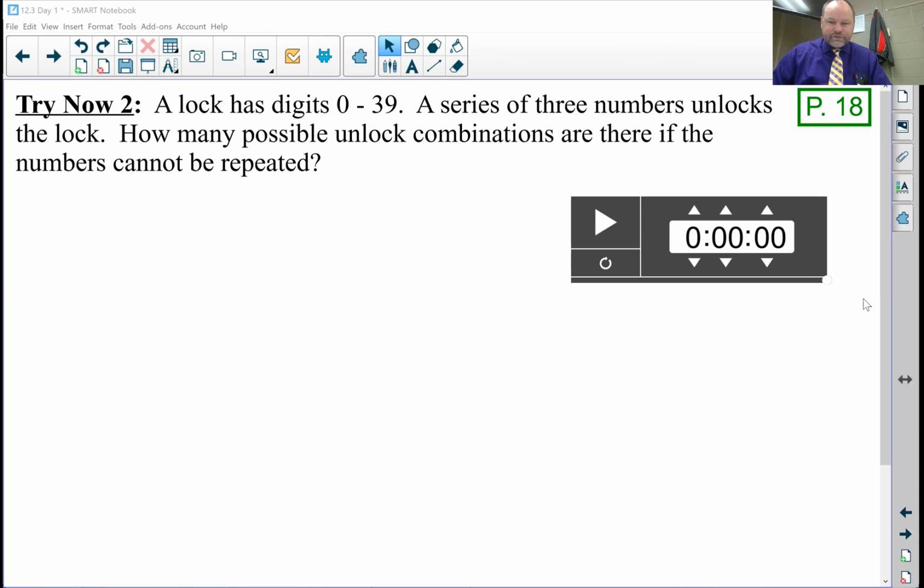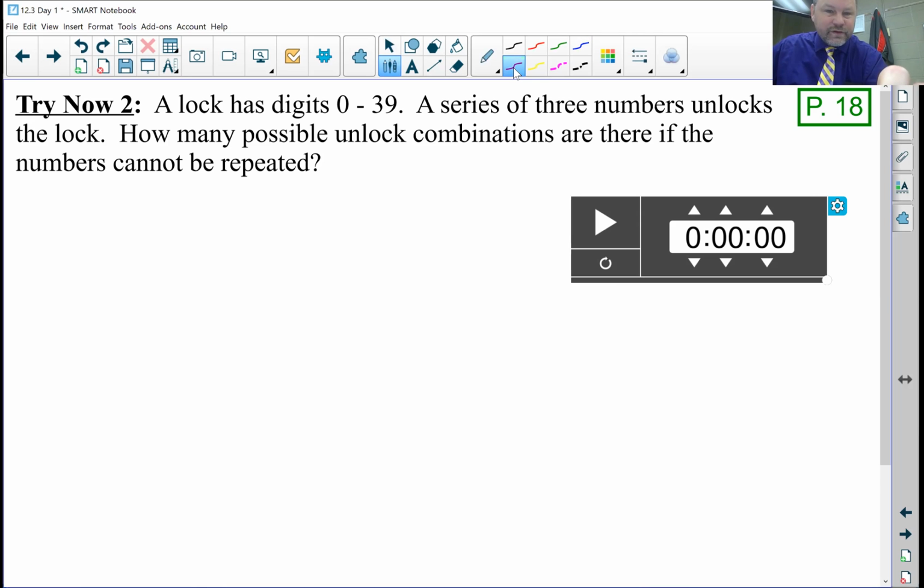All right. So I think the part of this problem that is difficult is we're going from 0 to 39, which actually means there are 40 choices. So again, remember, take the largest number minus the smallest number and add 1. I think if I would have said a lock has the digits from 1 to 40, that would have led to less confusion.